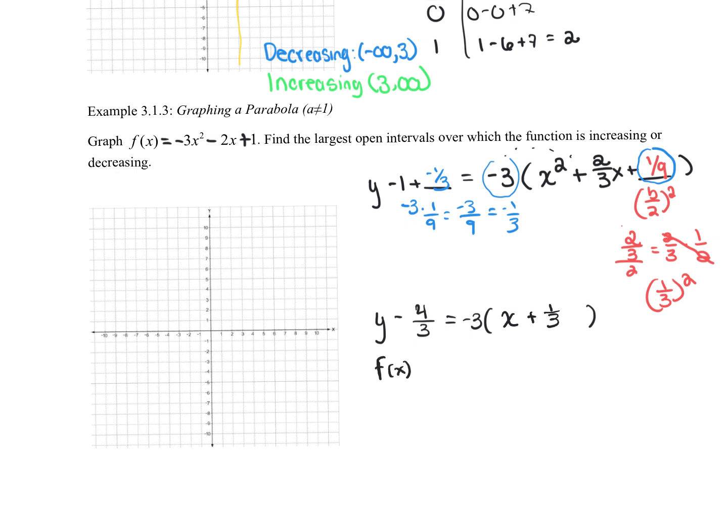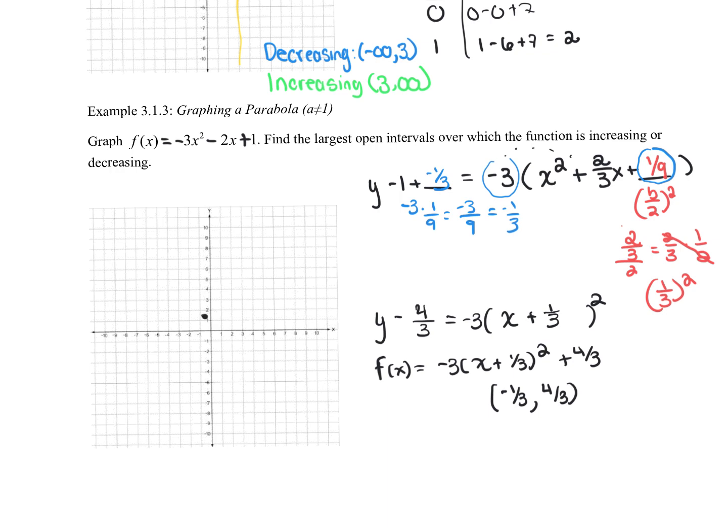F of x equals negative 3, x plus 1/3 squared plus 4/3. So my vertex is going to be negative 1/3, because it's supposed to be a minus in there, comma 4/3. So negative 1/3, 4/3, like that.